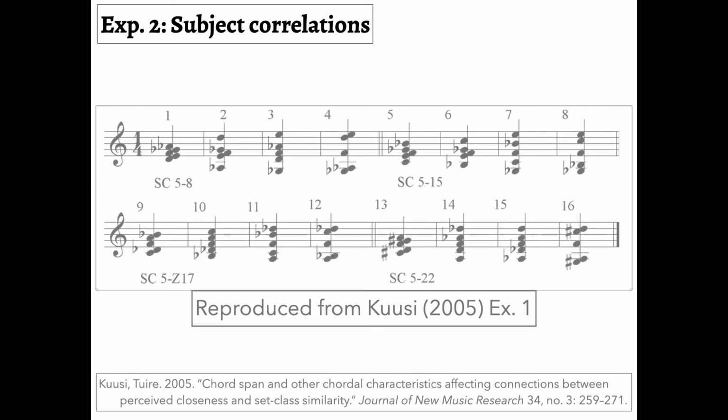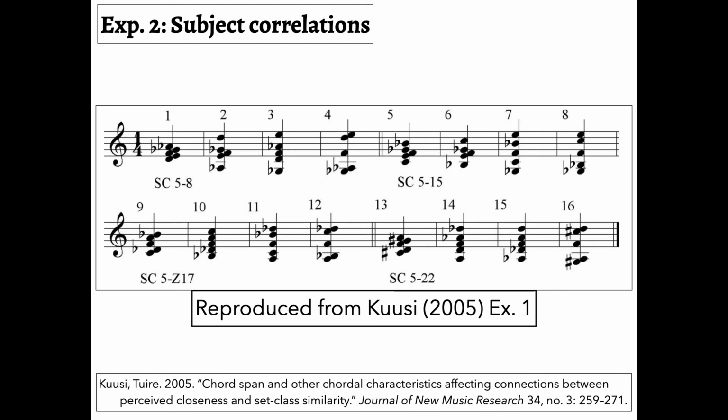So for the second experiment, we wanted to investigate whether or not our model would correlate well with subject responses. So we decided to compare our model to Cuthbert 2005. In their original study, they studied subject responses for 4 different set classes with 4 different chord spacings. Subjects were asked to rate chord proximity using words like closeness, resemblance, and similarity on a 7-step Likert scale.